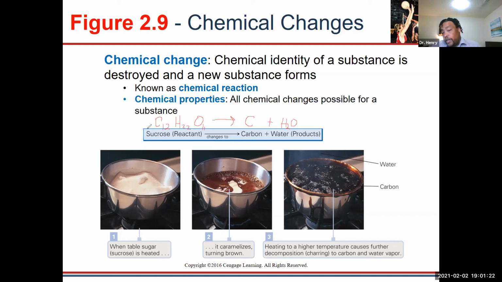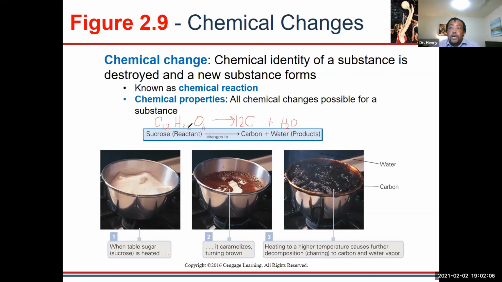Now, there's a law that you guys are going to need to know called the law of conservation. In simple terms, it basically says what you put in, you must get out. So here, this tells me I have 12 carbons. So if this chemical reaction happens, I'm going to have 12 carbons. This here is the subscript. It lets me know that in one molecule of sucrose, there are 12 carbons, 22 hydrogens and 11 oxygens.